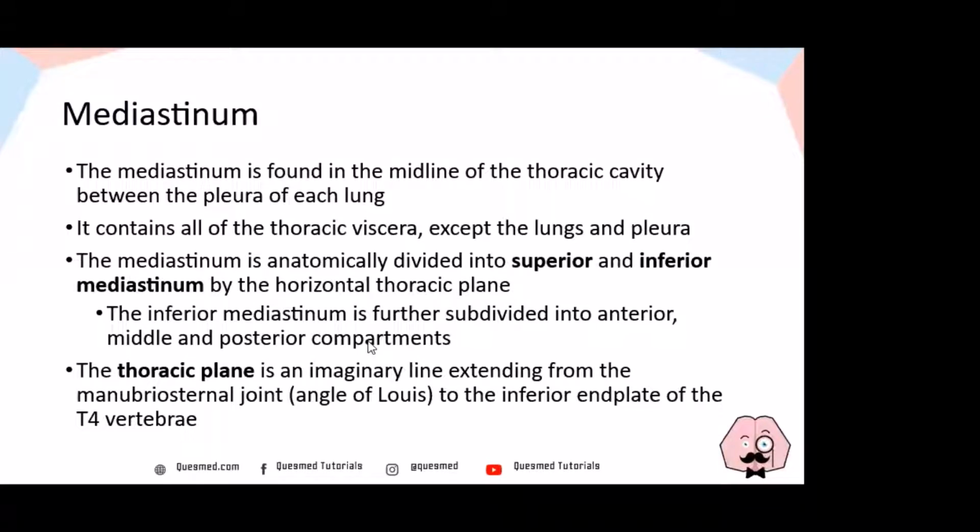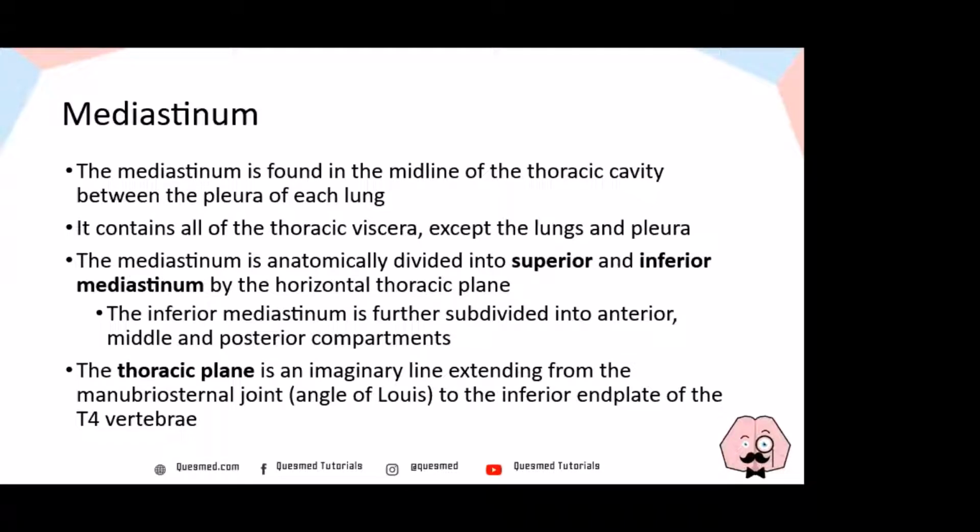It contains all of your thoracic viscera except your lungs and pleura, which is obviously on your left and right. And it's anatomically divided into superior and inferior, and then your inferior is further divided into anterior, middle, and posterior. So your superior and inferior divisions are entirely imaginary. There's no physical boundary between your superior and your inferior mediastinum.